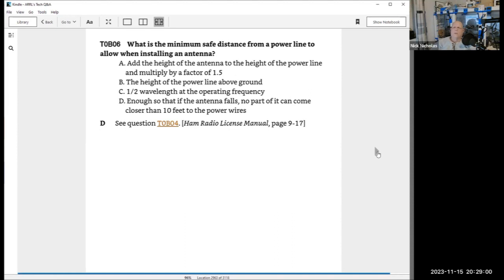What is the minimum safe distance from a power line to allow when installing an antenna? It's got to be enough so that if the antenna falls, no part of the tower or antenna can come within 10 feet of the power lines. Why 10 feet, everybody? Because high voltage power lines can jump 10 feet. The arc can go 10 feet and get you.